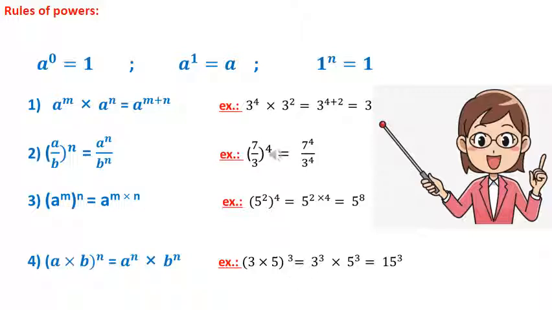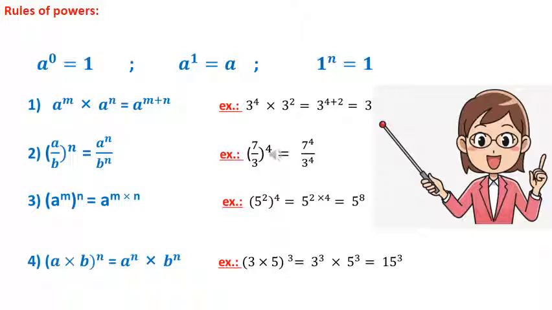Now, what if you have a fraction like (a over b) to the power n? You can distribute the exponent to the numerator and the denominator together. So it's a to the power n over b to the power n. For example, (7 over 3) to the power 4 is 7 to the power 4 over 3 to the power of 4.